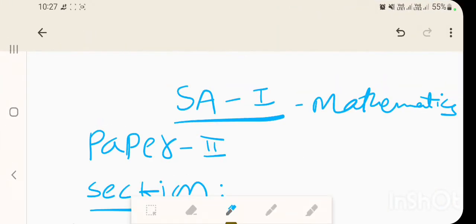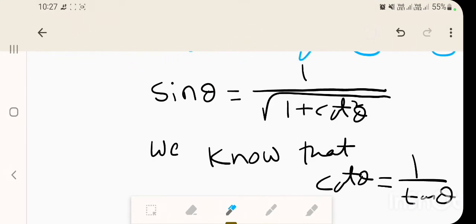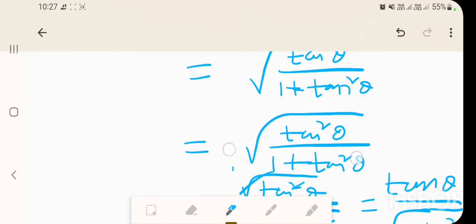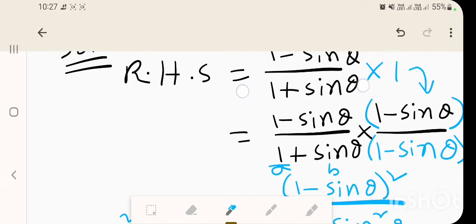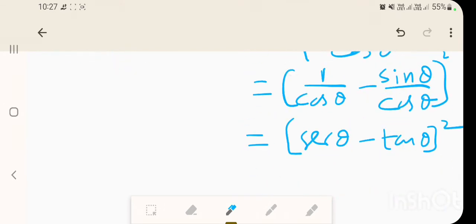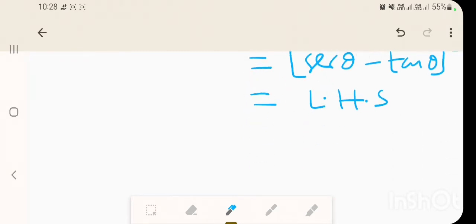So we started from the right hand side and we got LHS equal to LHS. This is how we have to do. So this is nothing but LHS. Hence it is proved.